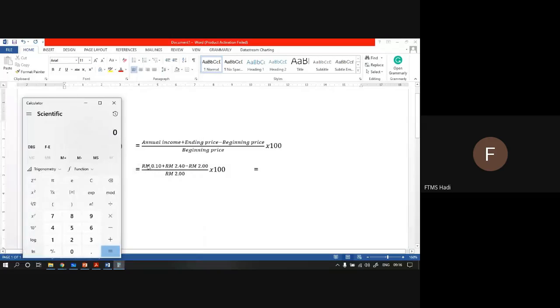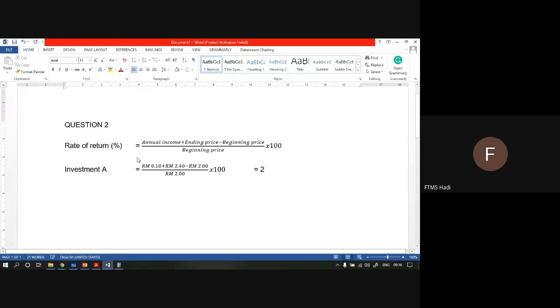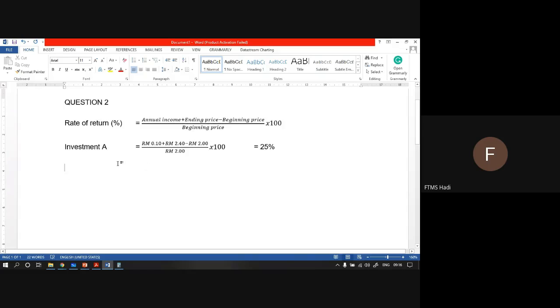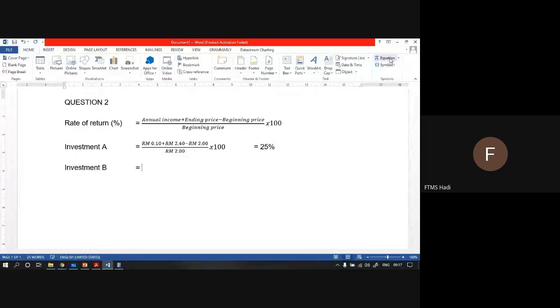Okay. At the upper denominator, 10 plus 2.4 minus 2, enter 0.5, and then you divide by RM2, enter, and then multiply by 100. So you get your answer of 25%. So that is for investment A. Okay, by using the same formula, you need to calculate for investment B. Same formula but different figures.